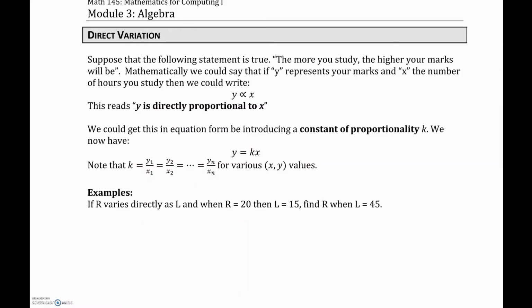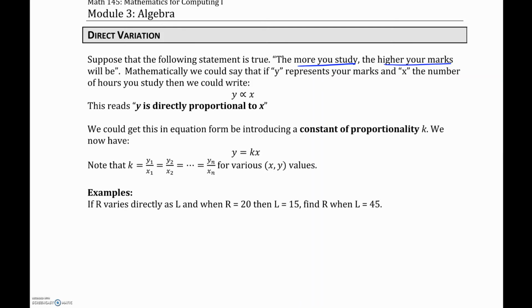Let us now look at what we call direct and indirect variation. Okay, let's look at this statement here. The more you study, the higher your marks. So for example, you put 3 hours of study in, you get 30%; 6 hours of study, you get 60%; 10 hours of study, you get 100%; 0 hours of study, well, you fill in the blanks from there.